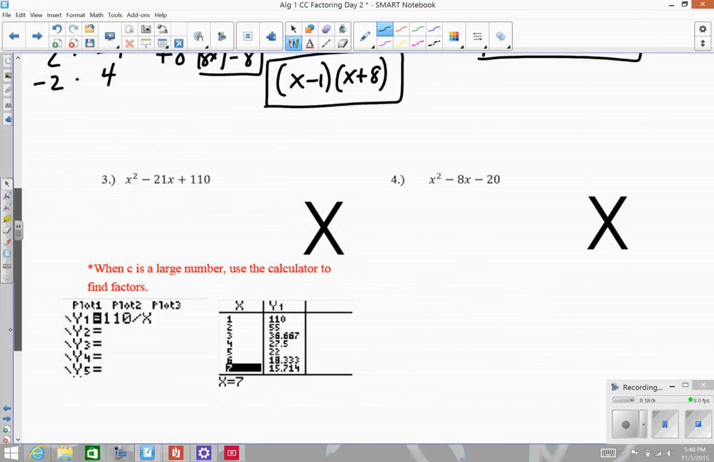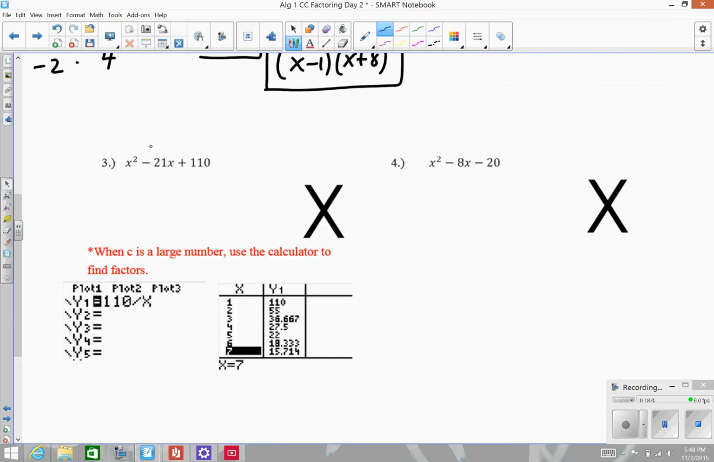Alright, let's try the next one. I want to add to -21. I want to multiply to 110. This one is not as easy as the last one. So adding to -21, multiplying to 110, I'm throwing those in my x factoring tool here.